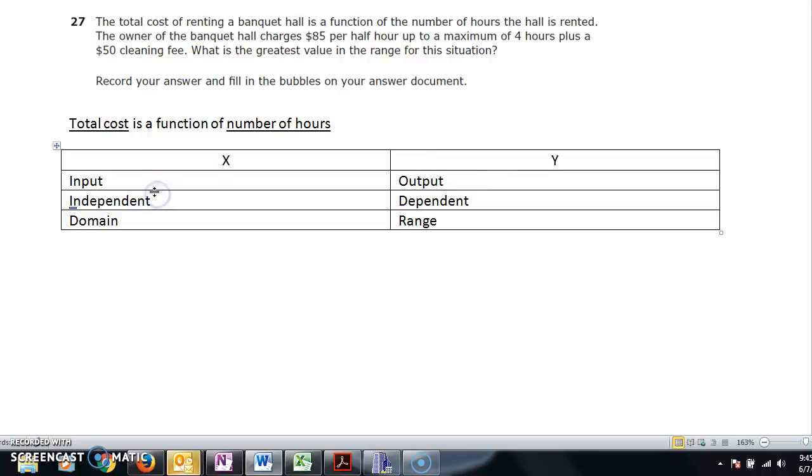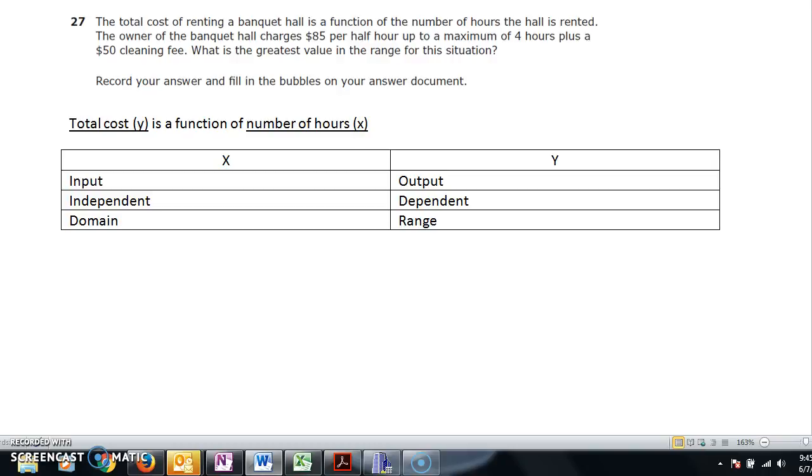Whichever way you want to look at it, one of these will make more sense to you, but we have to know that our X value in this case is number of hours, because that's what we're going to put into the function. So number of hours is going to be our X value, and then what we get out of the function is the total cost. After we put in some number of hours, I get out some total cost.